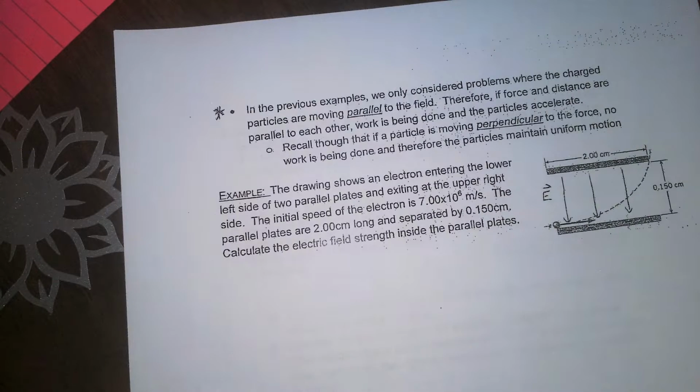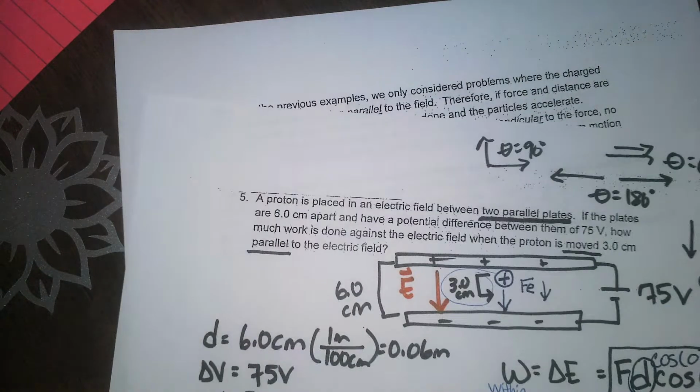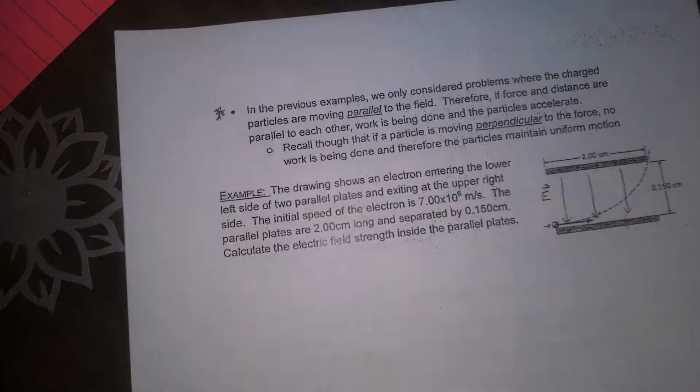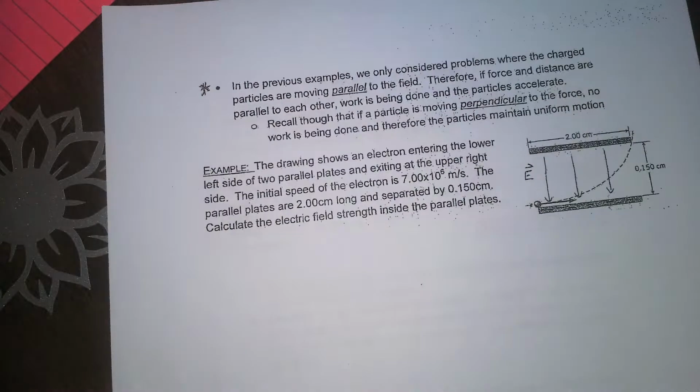Okay, so when we looked at the example that we just had, where a proton is placed between 2 parallel plates, we only looked at the charge moving parallel to the electric field. So the force and distance are parallel, so work is being done and the particle accelerates. If a particle is moving perpendicular, there's no work being done, and so then there's uniform motion.